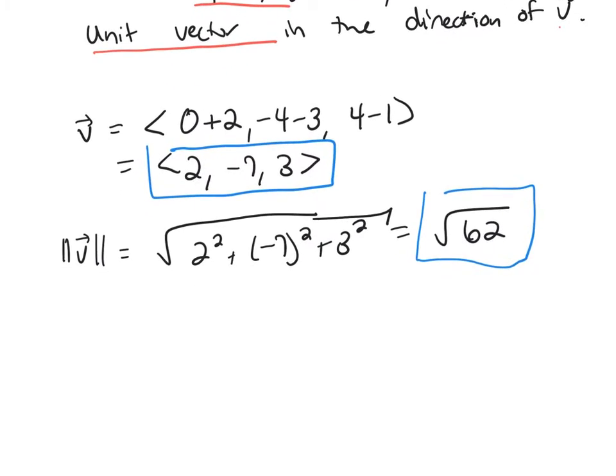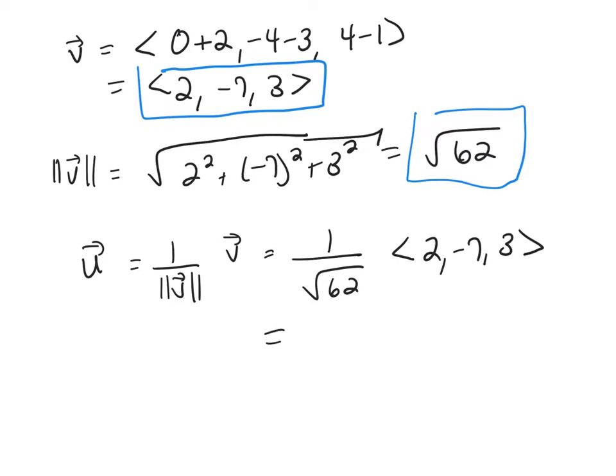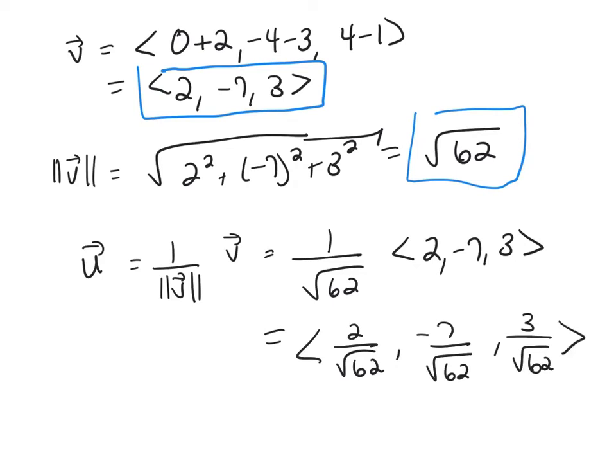So we know how to find that unit vector. What I do is it's a scalar multiple, 1 over the magnitude of v times the vector v. So I know the magnitude, it's the square root of 62, 1 over the square root of 62 times my vector v, 2, -7, 3. And then we just do our scalar multiplication, essentially by distributing: 2 over the square root of 62, negative 7 over the square root of 62, and 3 over the square root of 62. And there's my unit vector in the direction of v.